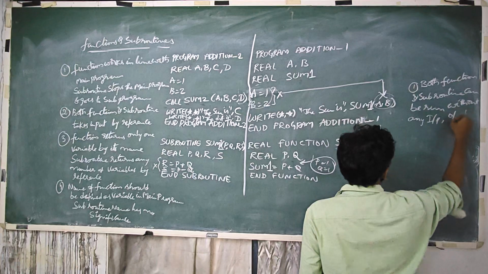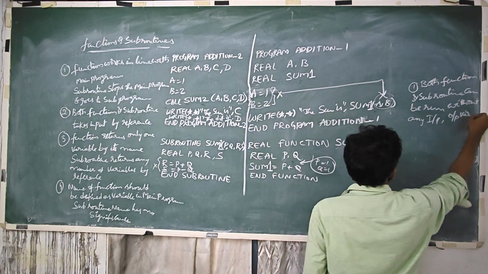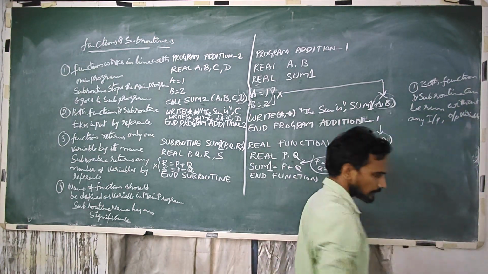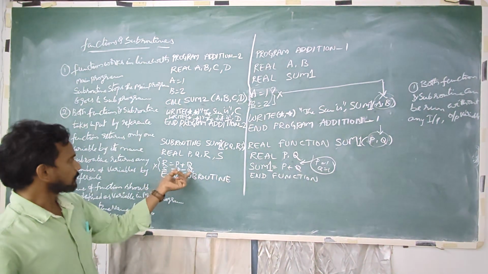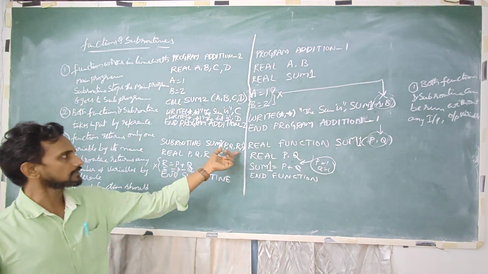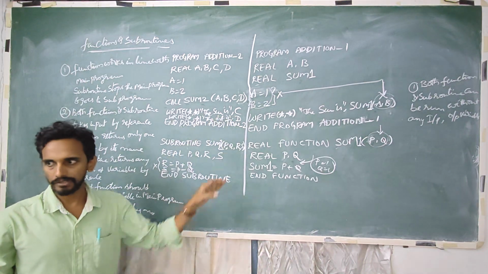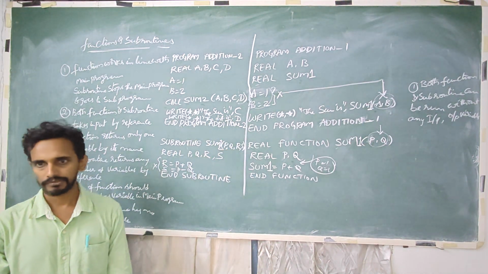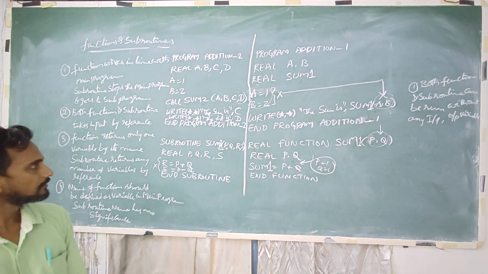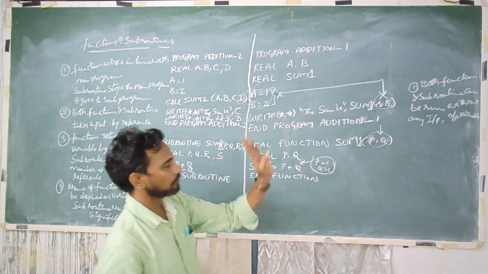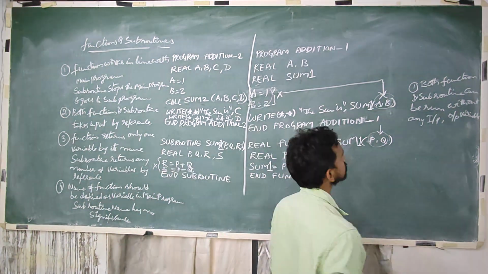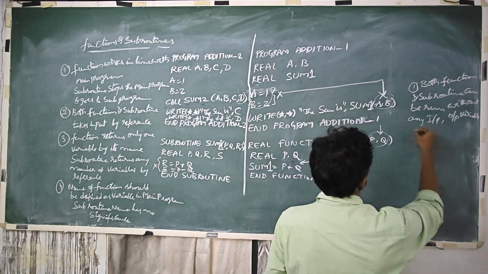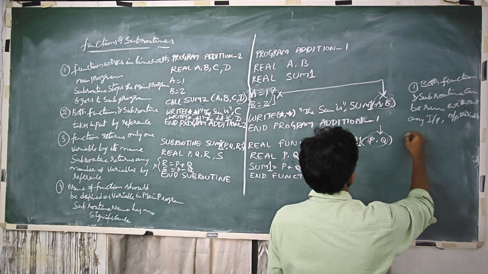Input or output variables. So if you print your output variable within the subroutine itself, then you don't need to send anything back to the main program. You can keep an empty bracket here. Right? So both function and subroutine can function without any arguments, without any input or output variables.